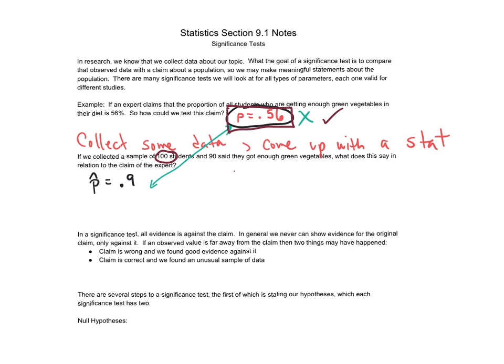So in a significance test, all information is against the claim. And we'll have special names for these claims in a second. But in general, we never will show evidence for this. We won't try to prove this true. We're either going to prove it's not true or not be able to prove it false. So our two cases are: we're going to prove that this claim is wrong and have good evidence against it, or what could be true, and what we really can't prove, is that the claim is correct and we found an unusual sample. So we're really just going to figure out how much evidence there is to show that this claim is wrong based on our sample statistic that we calculate.